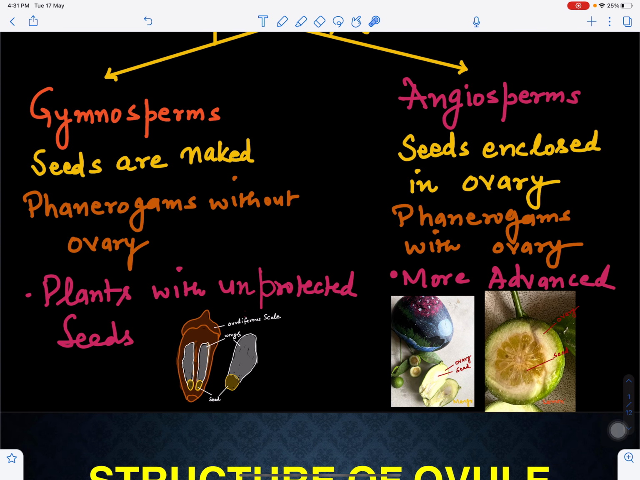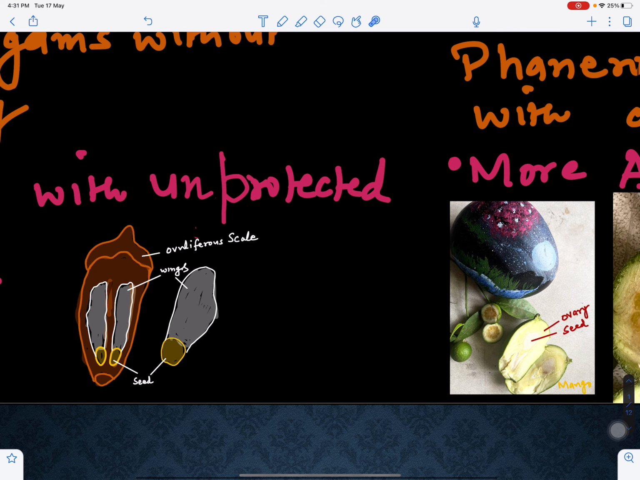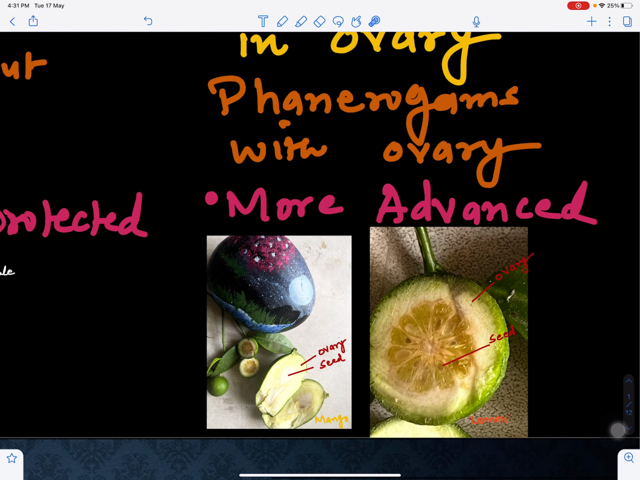Then if we see gymnospermic plants, they are present without ovary wall. But angiospermic plants are protected by the ovary. Plants with unprotected seeds are found in gymnosperms, and plants with protected seeds are found in angiosperms. So we can say angiospermic plants are more advanced as compared to gymnospermic plants.